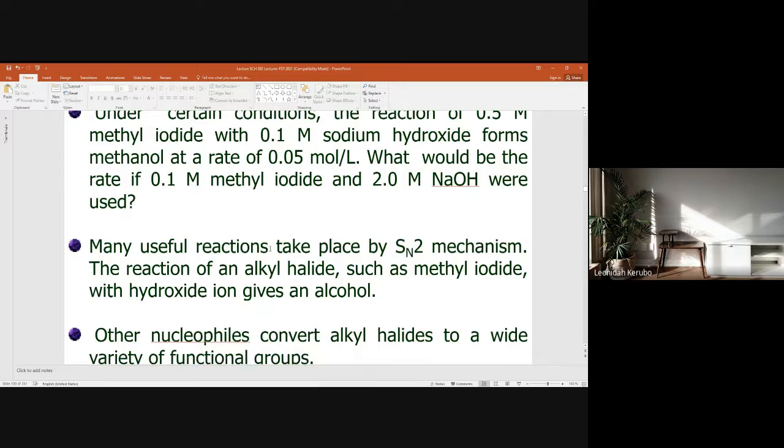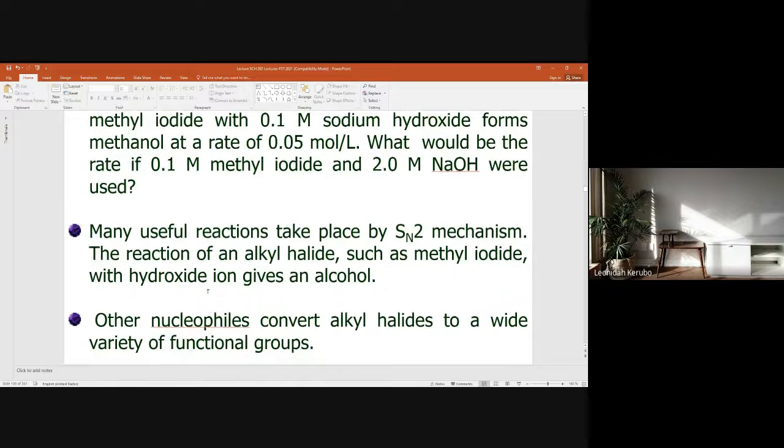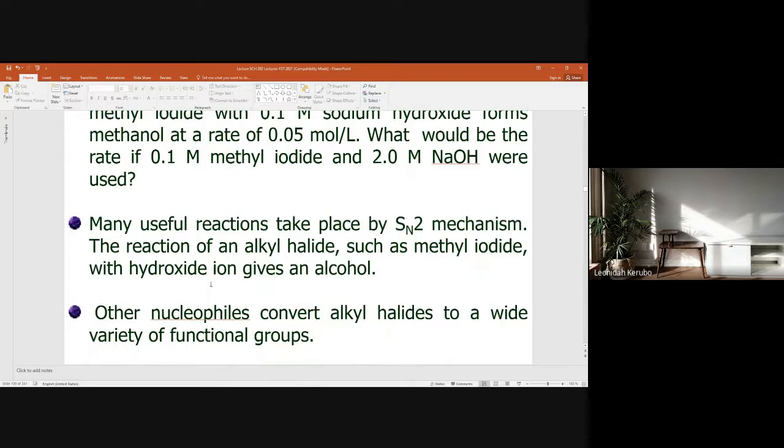Many useful reactions take place by the SN2 mechanism. The reaction of an alkyl halide such as methyl iodide with hydroxide ion gives an alcohol, but you can have others also, primary and methyl halides with other nucleophiles forming other products. So other nucleophiles convert alkyl halides to a wide variety of functional groups.